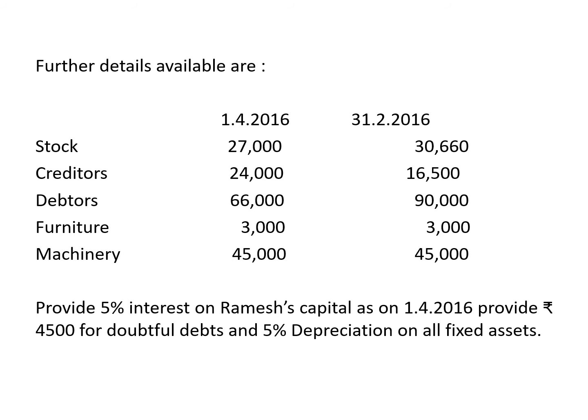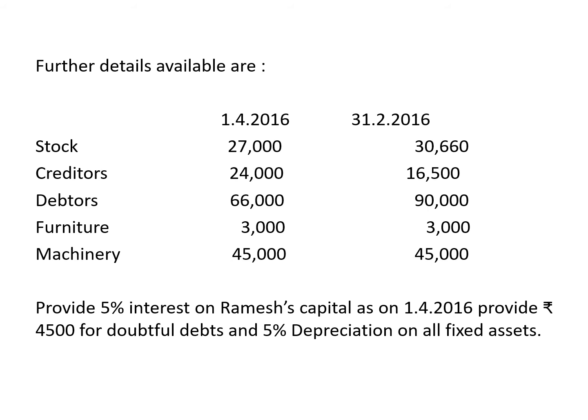Next, debtors opening and closing balance is given as 66,000 and 90,000. So opening debtors, as usual, will go to the debtors account and to the opening statement of affairs. Closing debtors of 90,000 will go to the debtors account, and this closing balance of 90,000 should also be taken to the balance sheet.